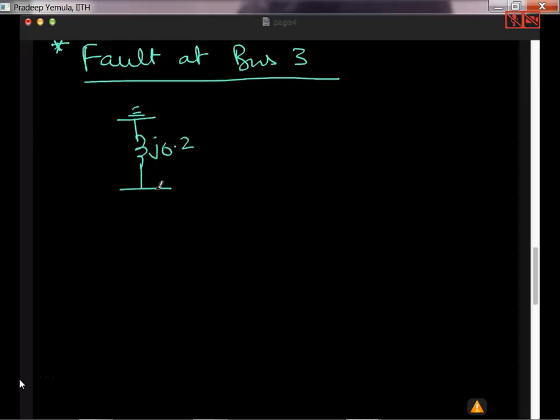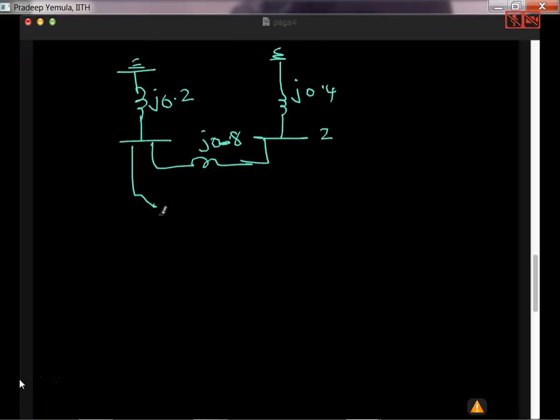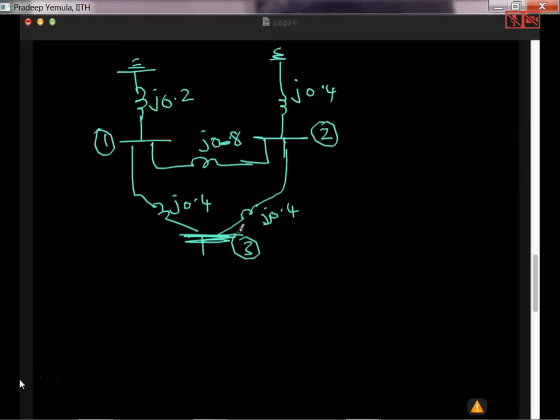Then I have bus 1, then J0.8. Then I have bus 2 here, J0.4. Then J0.4, and then J0.4, and then here is bus 3. Now how to find it? Unfortunately there is a delta connection forming here. So to find the Thevenin's impedance at bus 3, you have to find the equivalent star for this delta.